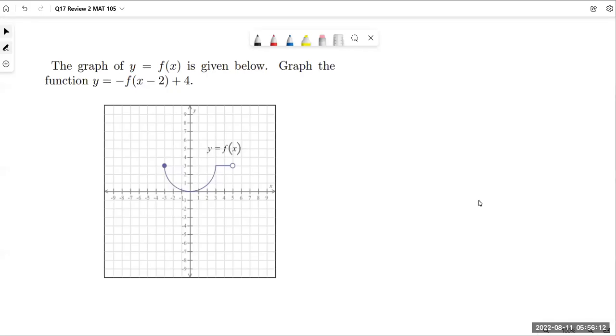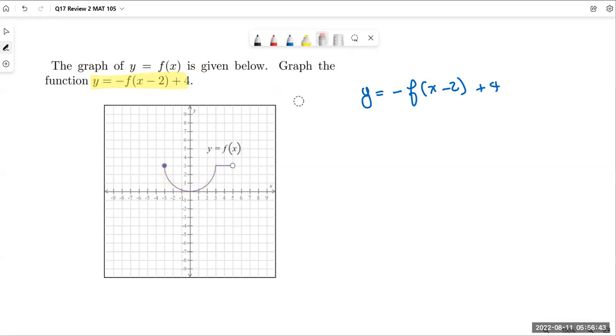All right, so in this question, we have this function, whatever it is. Let's suppose it's a function. And the graph here, we want to apply from this graph, we want to reach this graph, which is y equals minus f of x minus 2 plus 4.